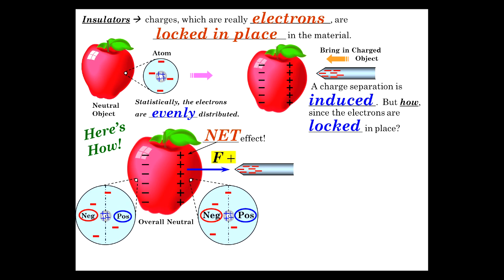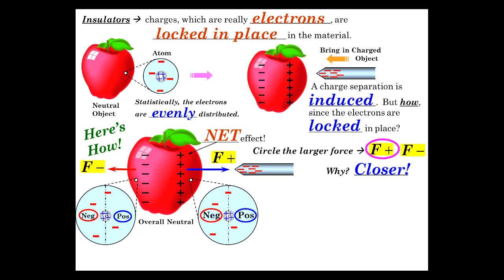So we have on the right side F plus, the force from the positive charges, and also the force from the negative charges. And you'll notice, because for every atom the positive side is closer to the charged object than the negative side, what's the larger force going to be? The force from the positive charges, because they're closer. So hopefully that makes pretty good sense.